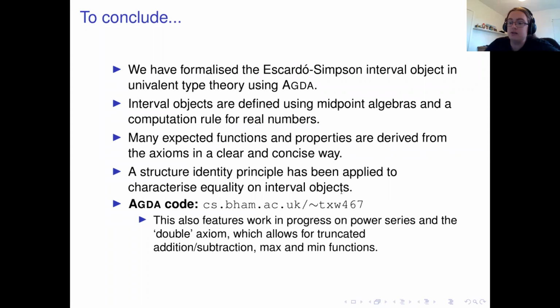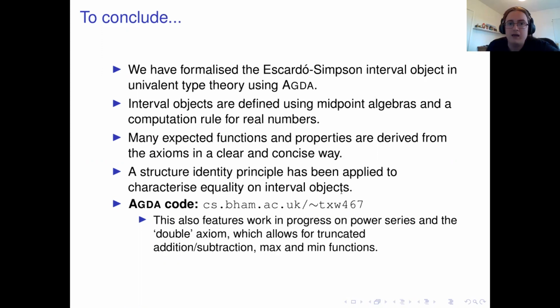So to conclude, I've got 1 minute left, so I'll wrap up the talk. We formalize the Escardó-Simpson interval object in univalent type theory using Agda. Interval objects are defined using midpoint algebras and a computation rule for real numbers. And many expected functions and properties are derived from the axioms in a clear and concise way. And finally, a structure identity principle has been applied to characterize equality on interval objects.